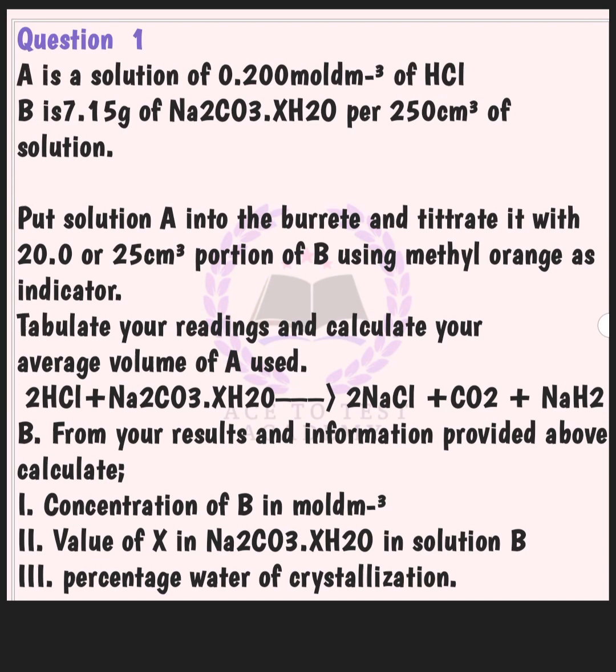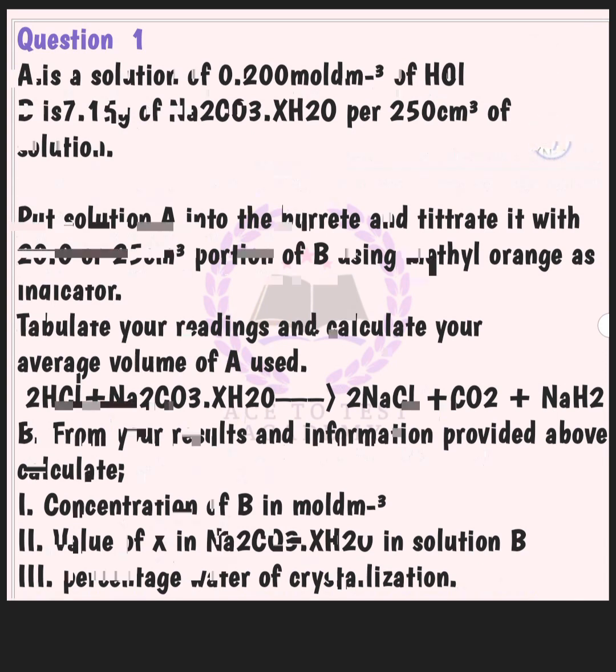So this one is what? 7.15 per what? 250. Do you understand? So we are going to quickly say, if 250 is equal to 7.15, then 1000 cm cube is equal to dash. Do you understand now? Equal to X.